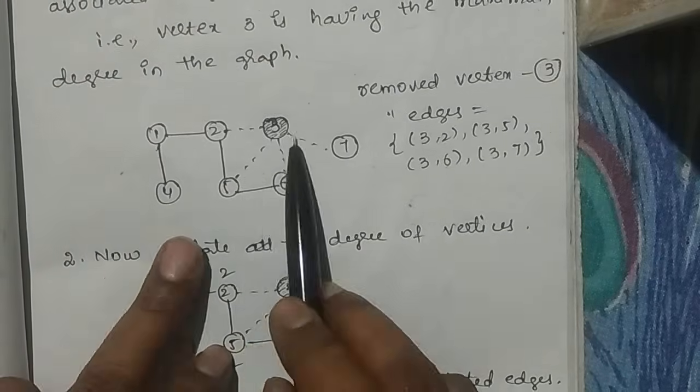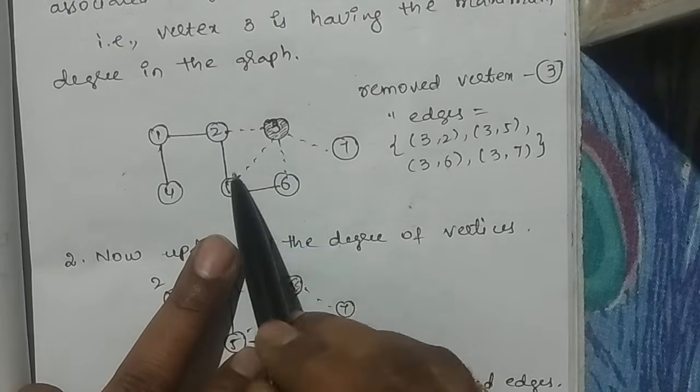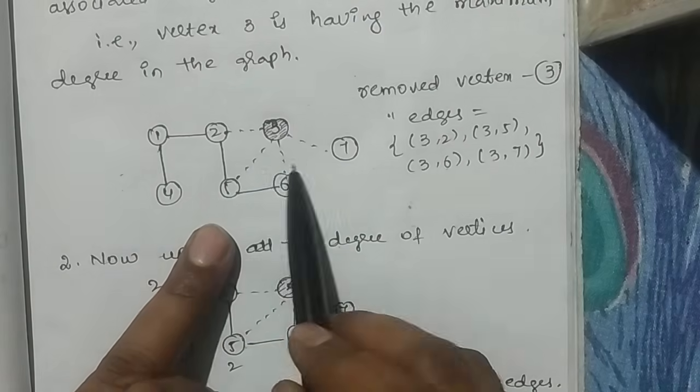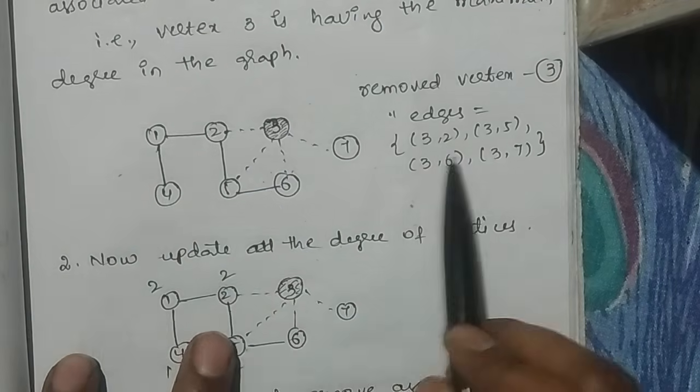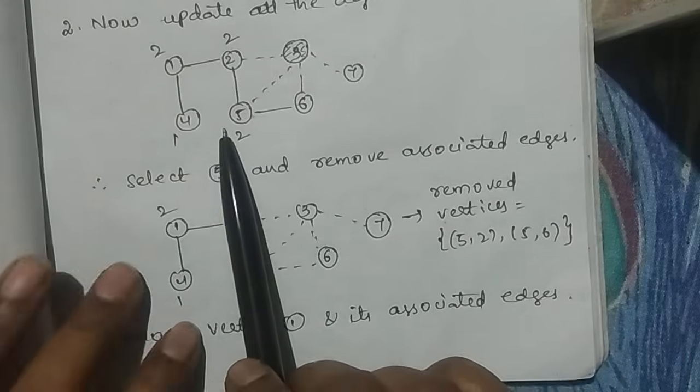So finally I have removed vertex 3 and these dotted edges. These are nothing but the removed edges in that graph. So I have removed 4 edges here which are connected to vertex 3. Now the graph is like this. This is the second step.